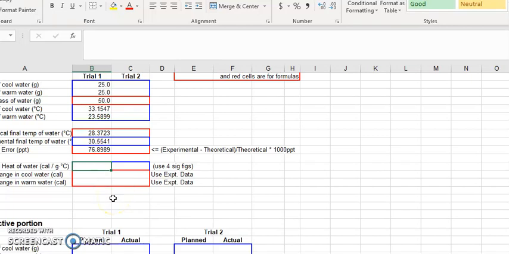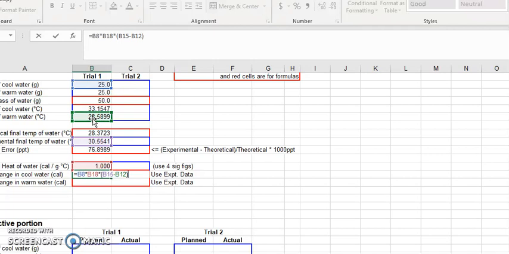The specific heat of water in calories per gram times degrees Celsius is 1.000. And we're going to have to go back and give that enough sig figs. The heat change, so this is that formula that I showed you on the board. Heat equals mass times specific heat times change in temperature. So for my cool water, here's my mass times the specific heat times the change in temperature. The final temperature was this, and then we're subtracting the initial temperature of the cool water.